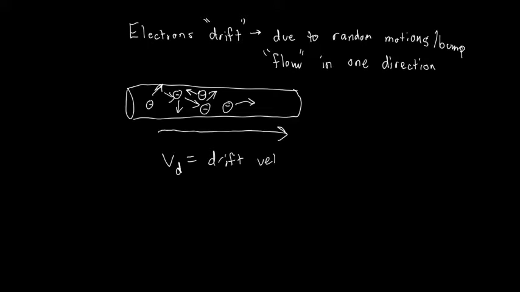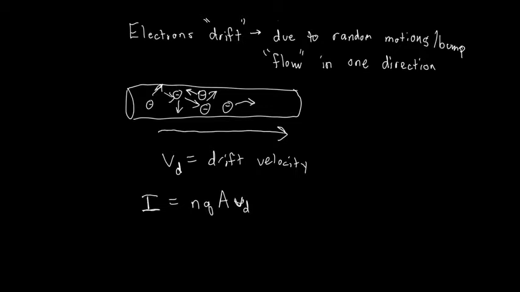And it's related to the current. These electrons flowing down this wire do represent a current, an overall current, a direction for your electrons to flow as a function of time. So we can define the drift velocity in terms of current as I equals N times Q times A times V sub D.